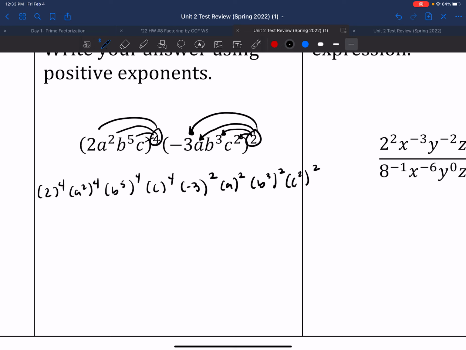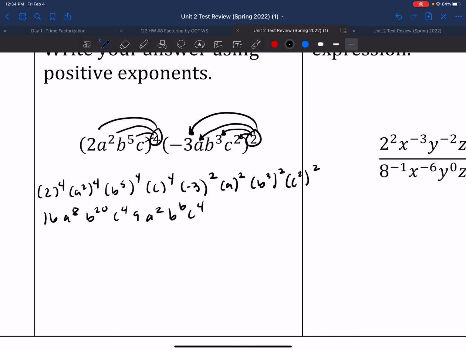All right, let's go ahead and just simplify. 2 to the fourth power is just 16. A squared to the fourth power is a to the eighth power. B to the fifth power raised to the fourth power is b to the 20th. And c to the fourth power is just c to the fourth power. -3 squared is just 9, so I'll put a 9 there. And then a squared, b to the sixth power, c to the fourth power. And am I done? No.